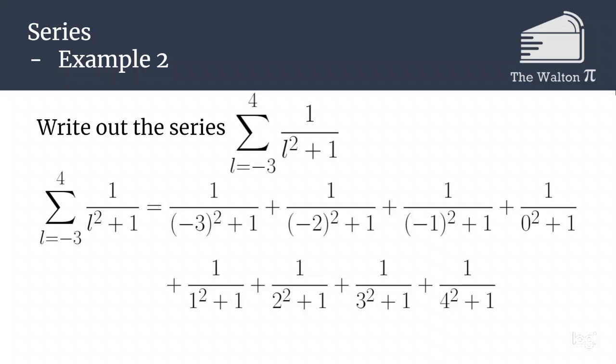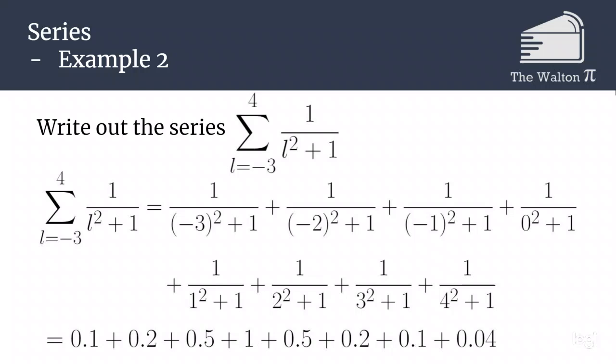So if we add up all of these, well, 1 over negative 3 squared plus 1, that's 1 over 10. Then we have 1 over 5. So we can figure out what all of these are, and then that equals 2.64. So that's the value of this sum.